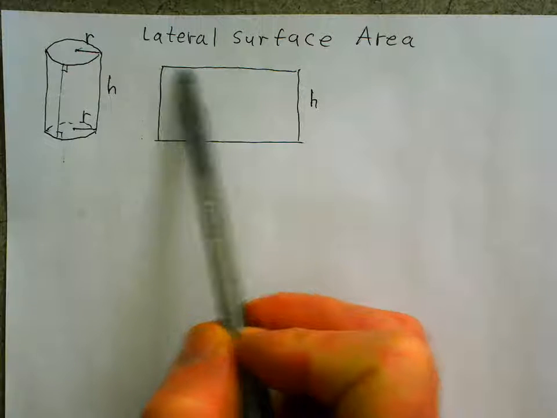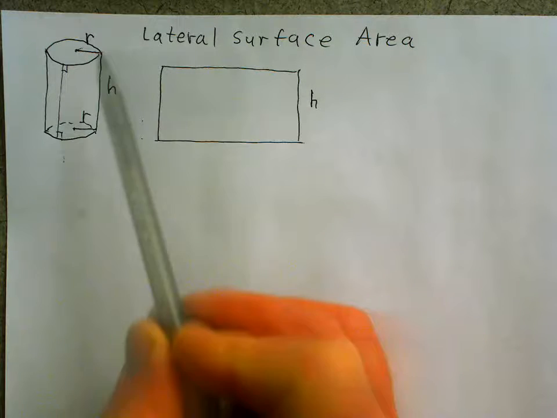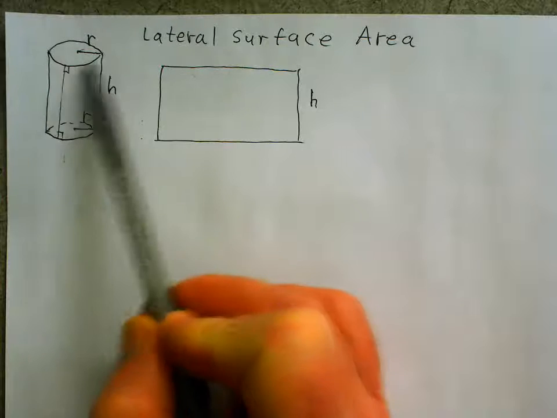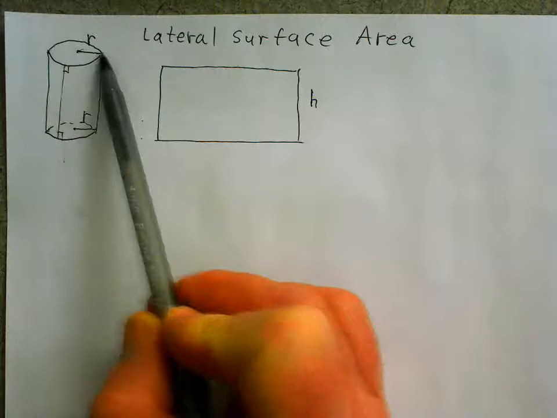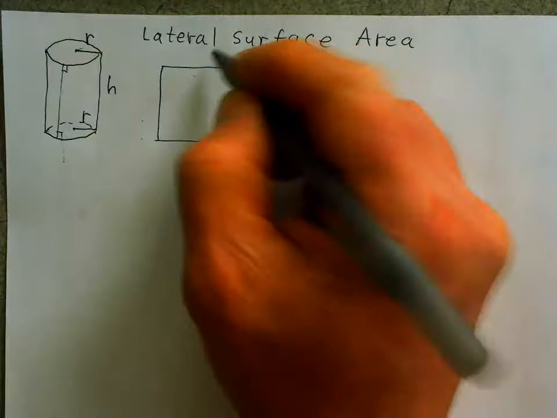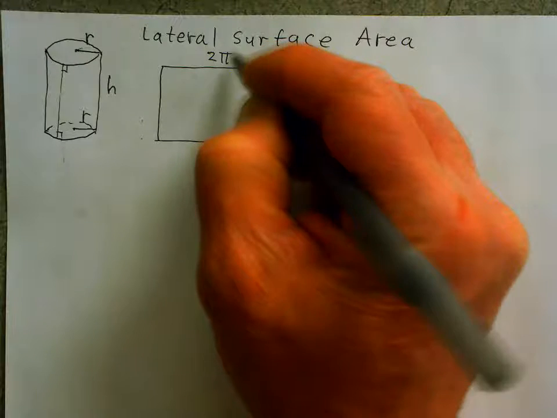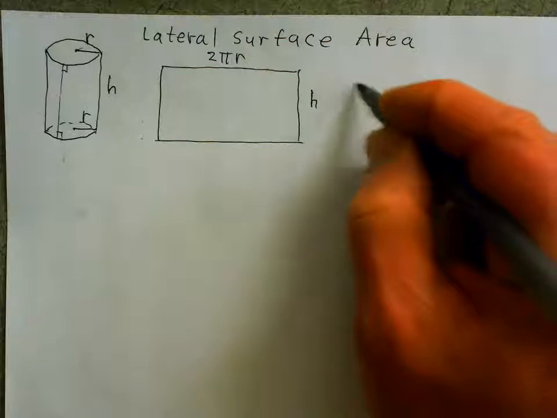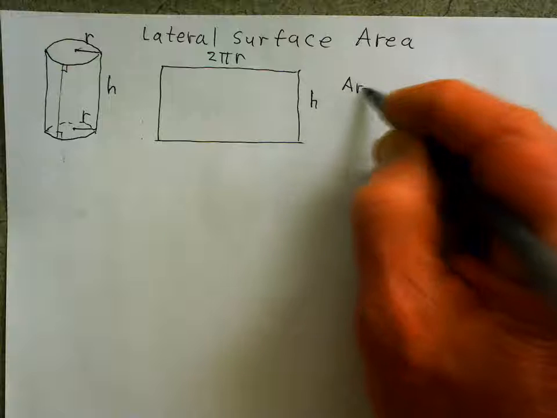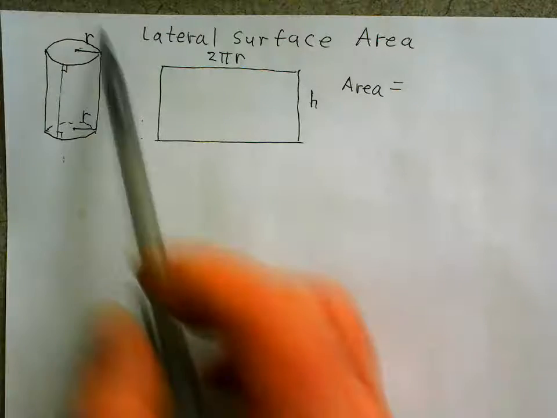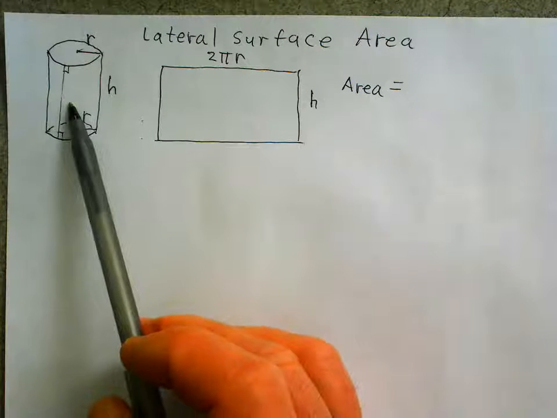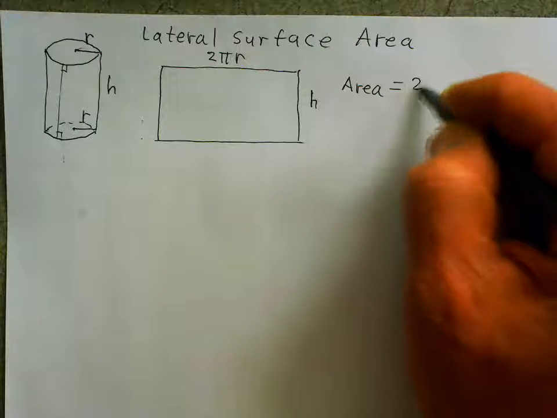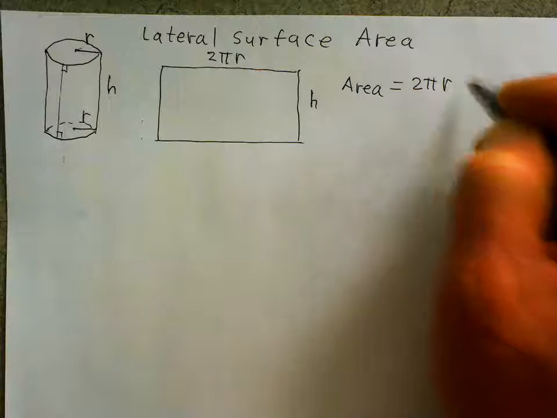Yeah, the length of this horizontal side is the same as the circumference of the circle. The radius of the circle is r, so the circumference is 2 times pi times r. And so this area, or the lateral surface area of the cylinder, is 2 times pi times r times h.